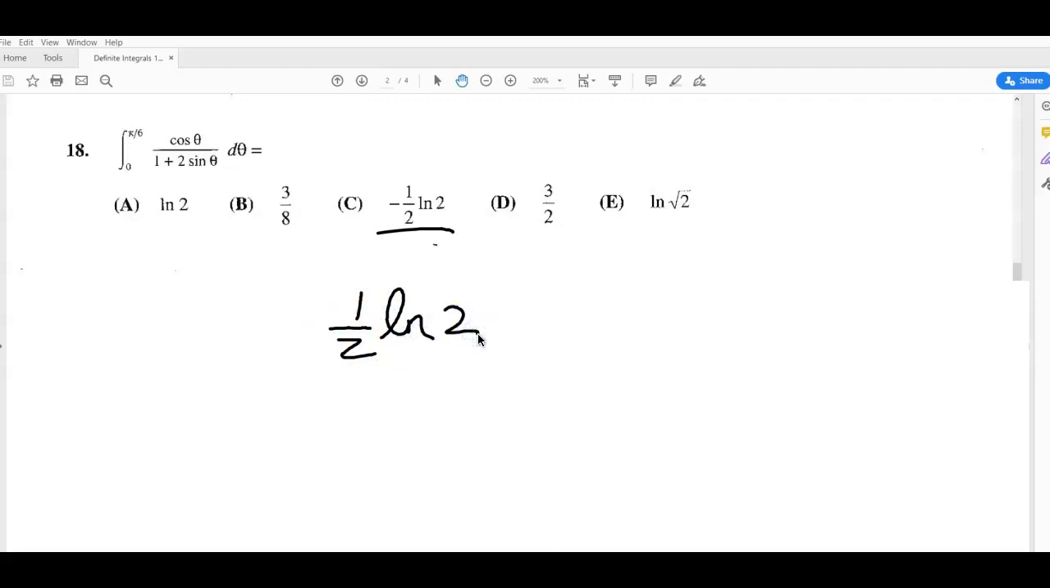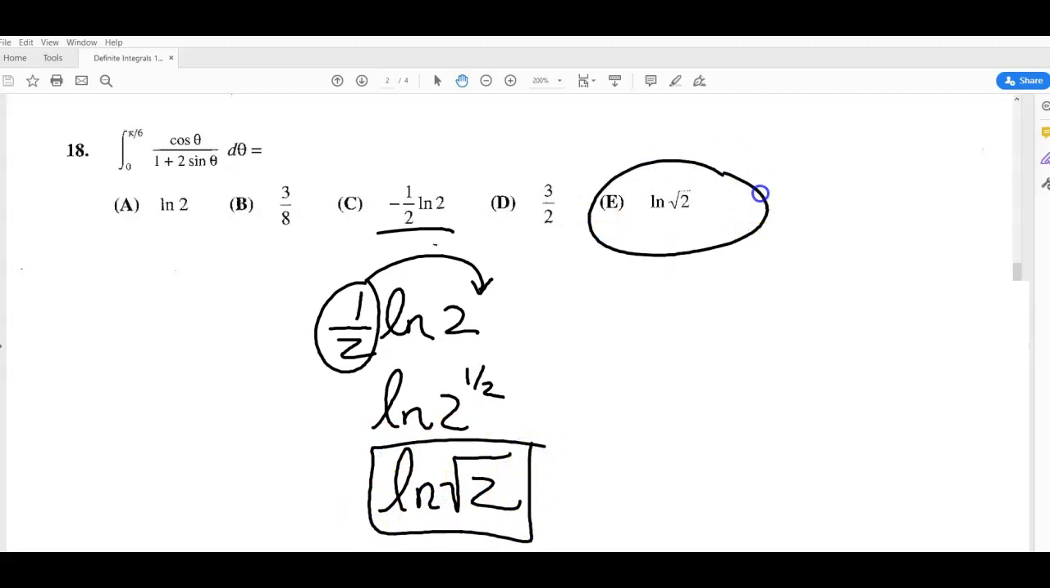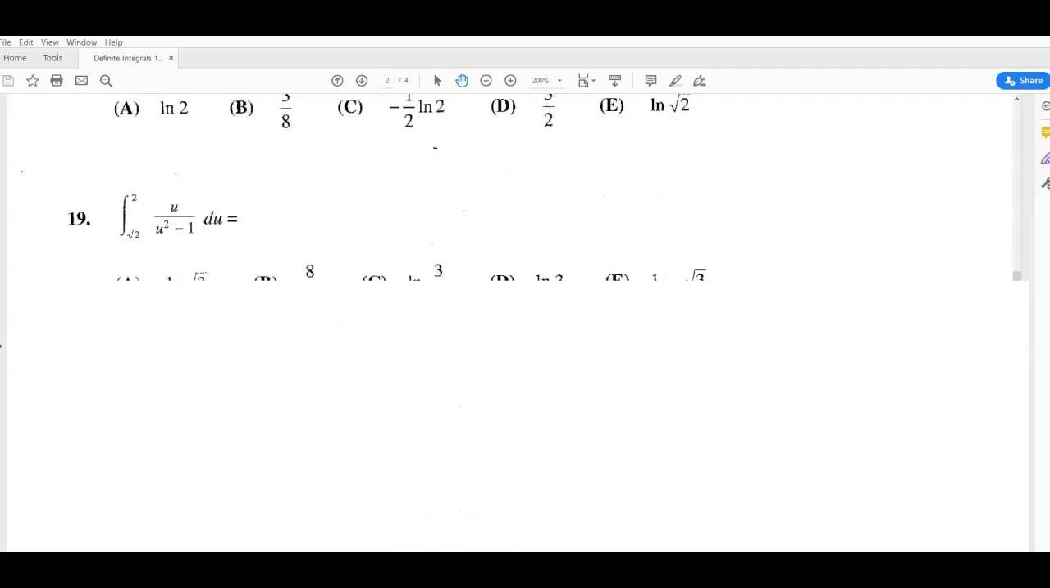Now here's the deal. Log properties tell me that this can be rewritten as an exponent like this, and a half power can be rewritten as a square root. So my answer is E. I don't know how big of a deal they make of rewriting logarithmic expressions on the AP exam, but it can't hurt to review it once again.